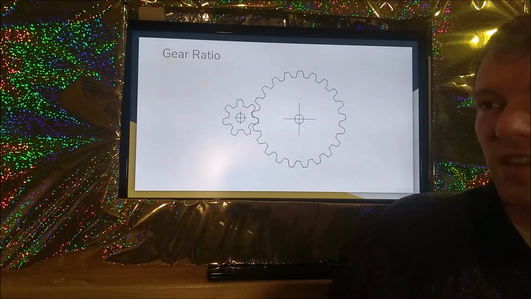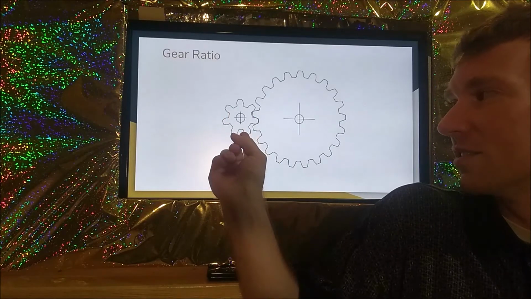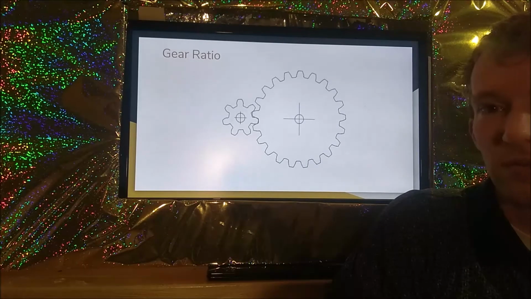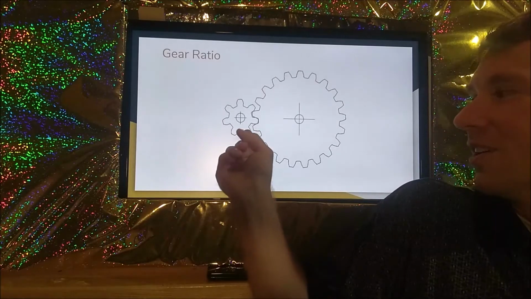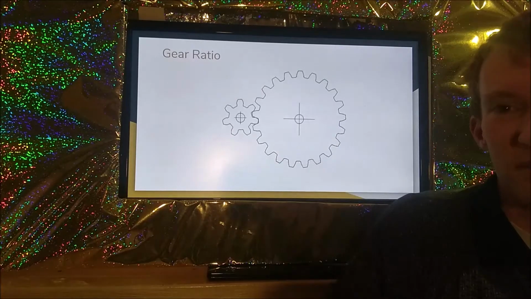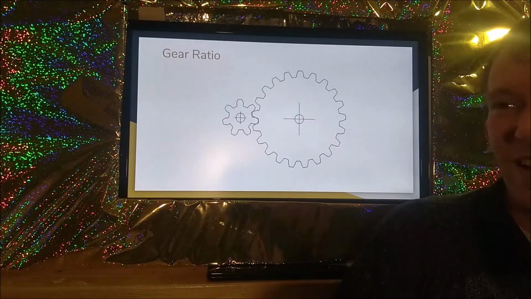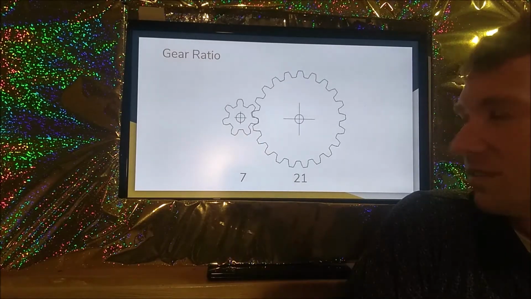Let's put that in comparison with gears. How many fingers, or teeth, do you think gear A has? 7? 10? 100, I guess. No. How many teeth do you think gear B has? Oh, not 100. 20? Okay. 21. Oh, so it's 7 and 21. Very good.